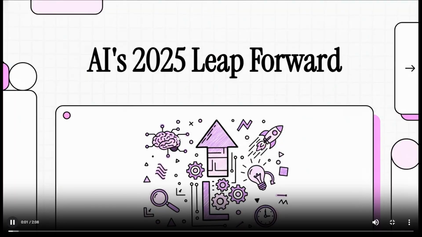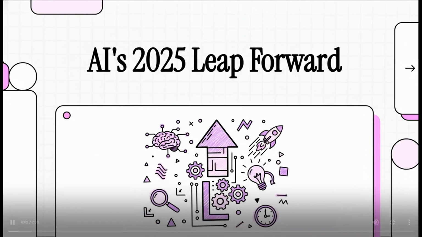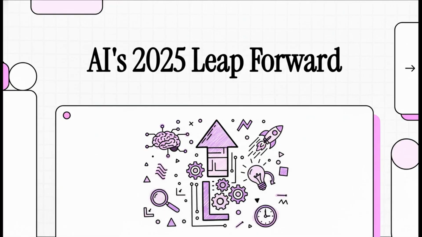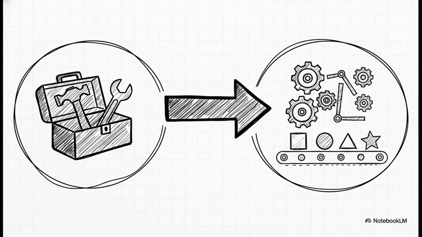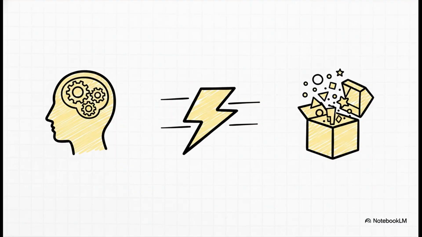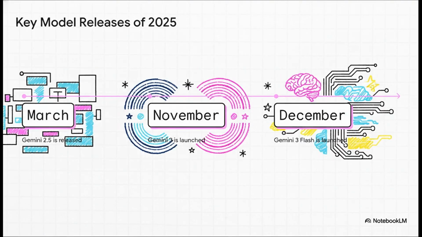Okay, so 2025 was a huge year for AI. It didn't just get smarter, it started doing things. And this quote, it just nails it. AI went from being a tool to a real partner. So think of it like this. AI went from a tool you use to a teammate you can delegate to. What powered this huge leap? Well, it all came down to smarter, faster AI models. The pace of innovation was just relentless, ending with the super powerful Gemini 3 family.